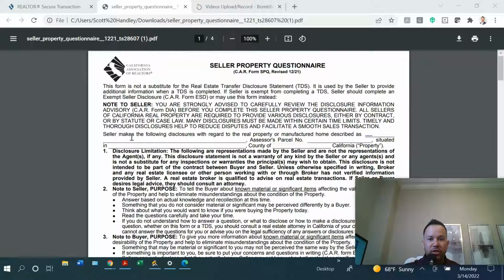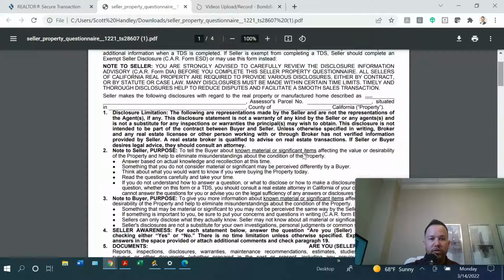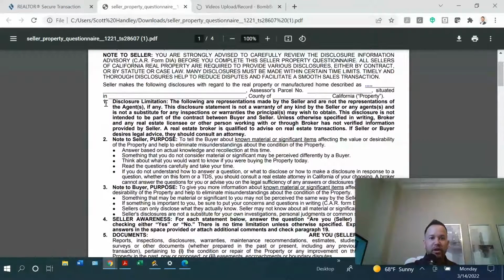As we get down here, this is where you're going to fill out the address, the APN number, the city and county the property is located in. Okay, that's all you fill out. The rest is going to be seller. So let's move down to number 1 here.